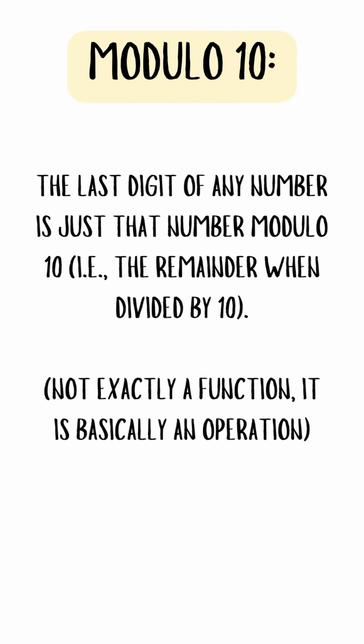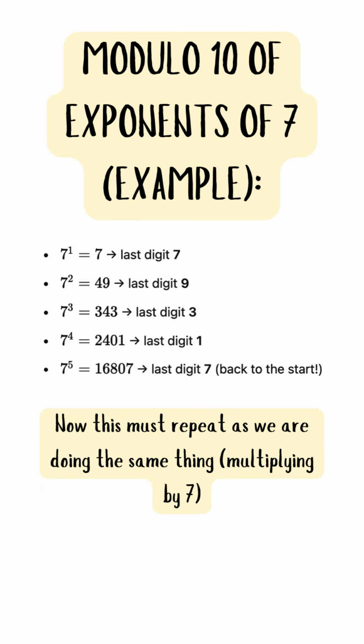So we're going to be looking at modulo 10, which is a function we will be using throughout this video. The last digit of any number is just that number modulo 10, which is the remainder when divided by 10. Let's look at an example for the exponents of 7. 7 raised to the power of 1 is 7 and the last digit is 7, meaning 7 modulo 10 is equal to 7, and so on.